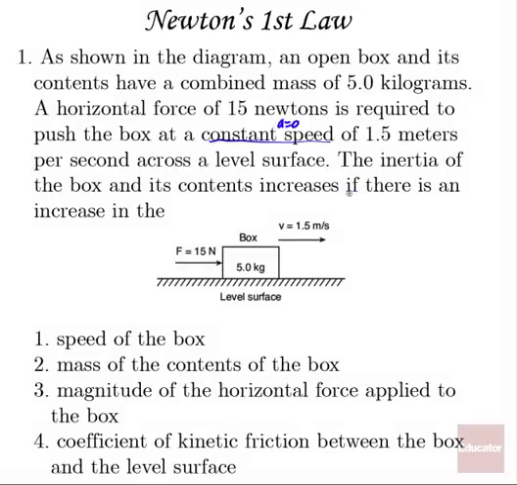The inertia of the box and its contents increases if there is an increase in the, well, if we want its inertia to increase, well, inertia and mass, almost synonymous. Mass is a measure of an object's inertia, so what we're looking for is an increase in mass. Correct answer there must be 2. We'll get an increase of inertia if we have an increase in the mass of the contents of the box.